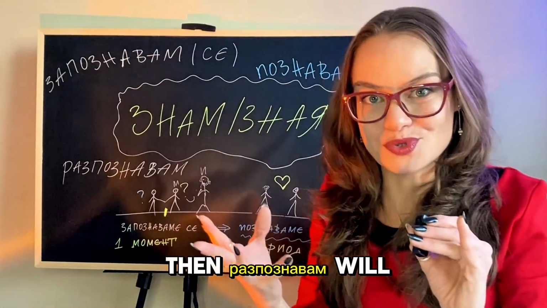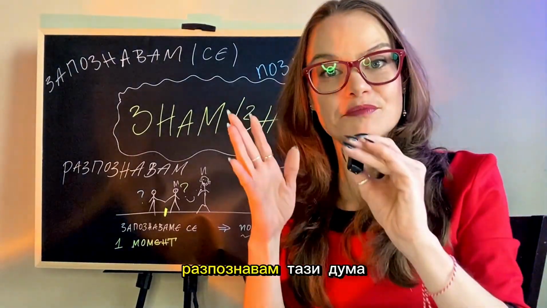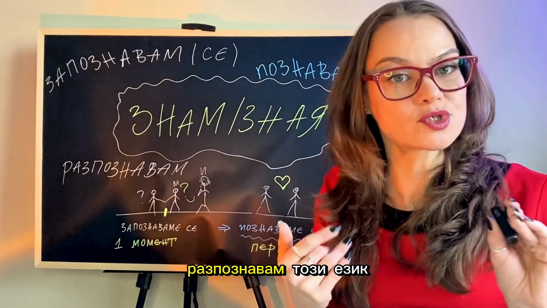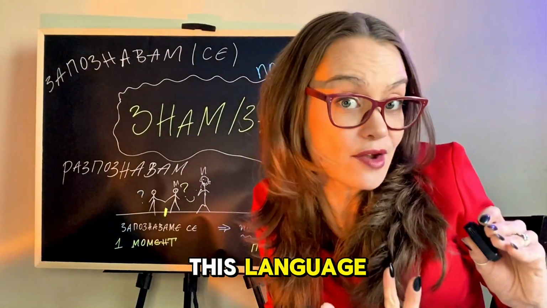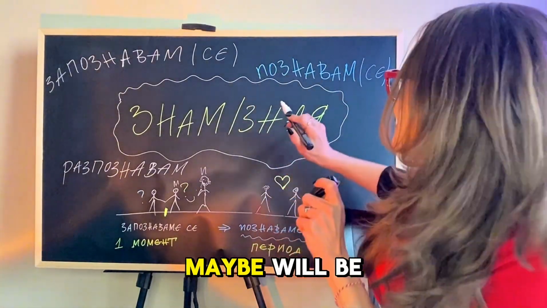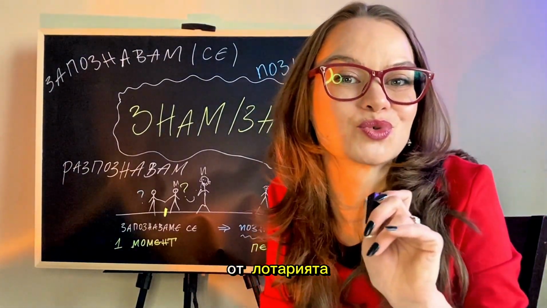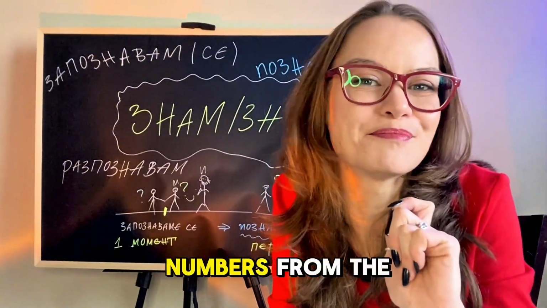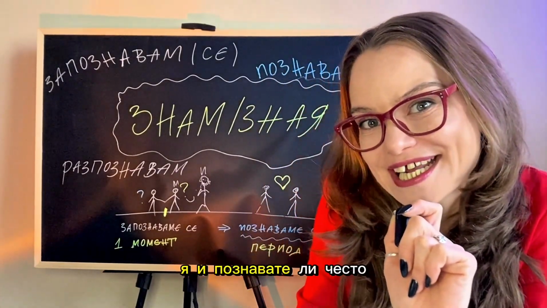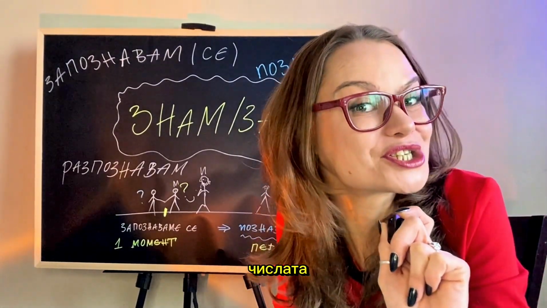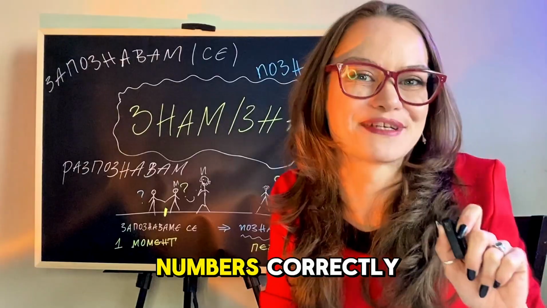And then разпознавам will still be to recognize. For example, разпознавам тази дума. Разпознавам този език. I recognize this word. I recognize this language. The curious one maybe will be познавам, only познавам числата от лотарията. I guess the numbers from the lottery. Вие играете ли лотария и познавате ли често числата? Do you often play the lottery and do you actually guess the numbers correctly?